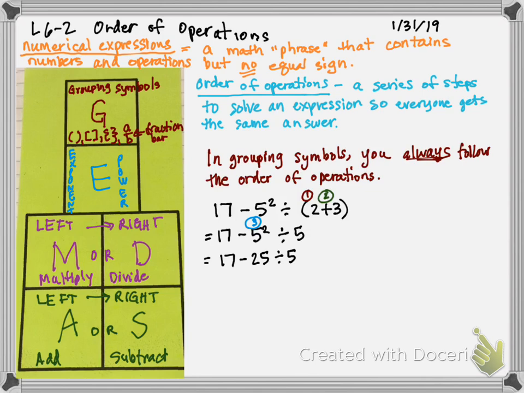Okay, so I scan through the problem, no more exponents. So then I look for any multiplication or division, and I scan through, and yep, I have some division right here, so I'm going to do that next. And I get 17 minus, and 25 divided by 5 is 5. Last but not least, it's either going to be adding or subtracting, and in our case it is subtracting, so that's our final step. And we get 17 take away 5 is 12.